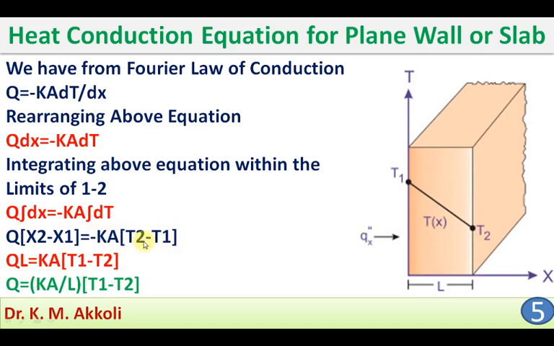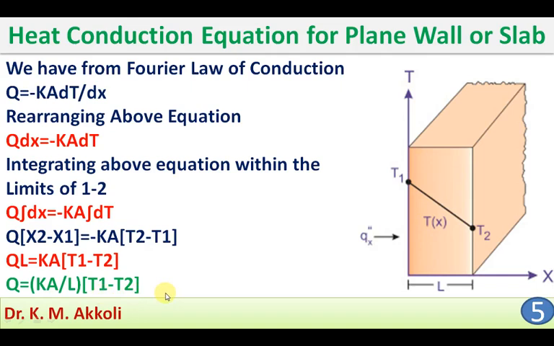We can write this as T1 minus T2, with the negative sign taken inside, so it is KA (T1 minus T2). Then L can be divided on this side, so Q = (KA/L) multiplied by (T1 minus T2). This is the heat conduction equation for the plain wall or a slab.